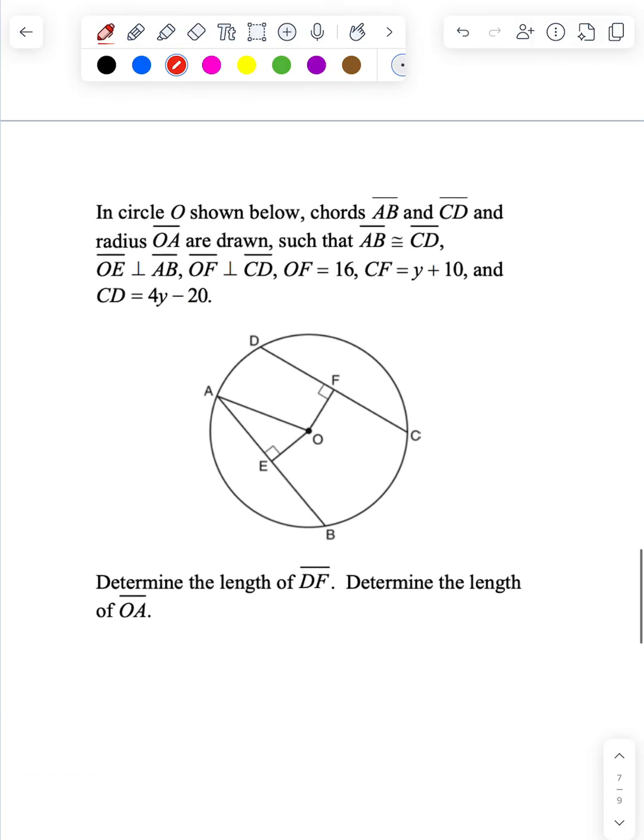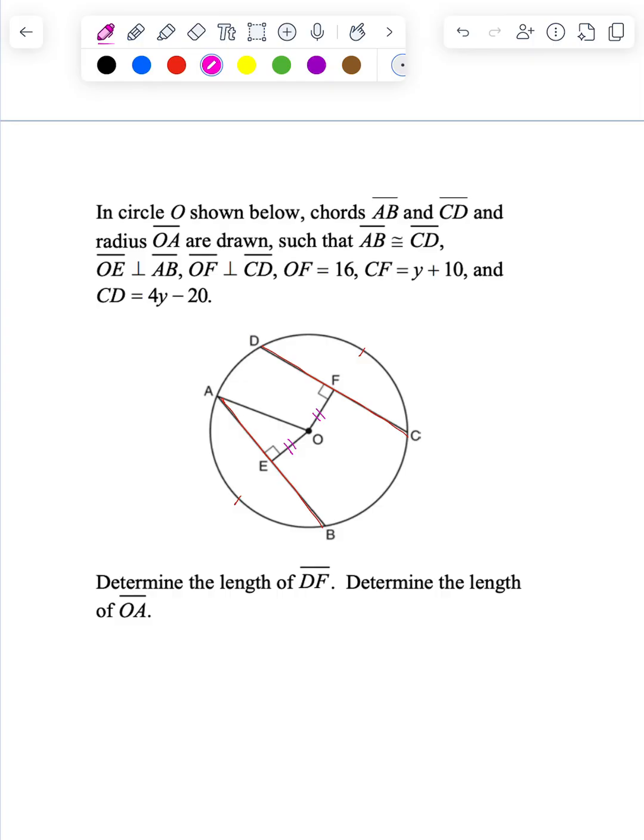Okay, this will be our last one for this video. We have circle O shown below. Chords AB and CD and radius OA are drawn such that AB is congruent to CD. I'm going to mark that. So chord AB is congruent to chord CD. And if I have congruent chords, I already know a couple of things. I do know that they intercept congruent arcs, so these arcs would be congruent, but I think this question is about segment lengths, not arcs. I also know that if chords are congruent, they're equidistant from the center. So EO is going to be congruent to OF because they're going to be the same distance from the center of the circle.